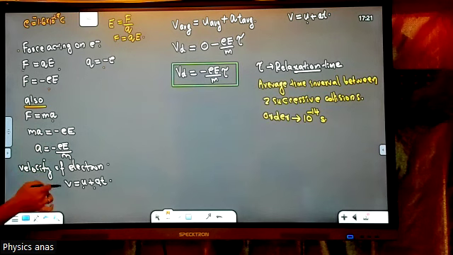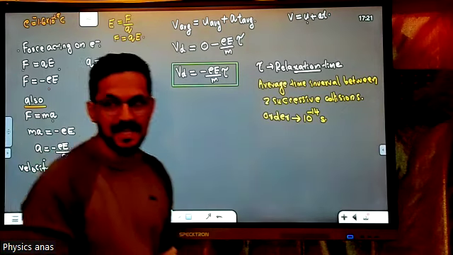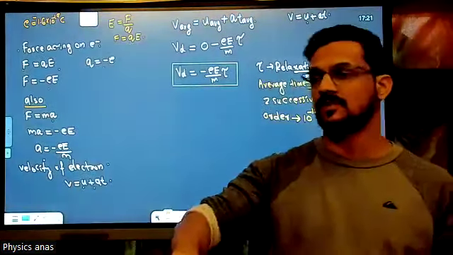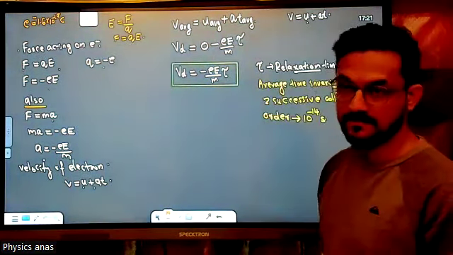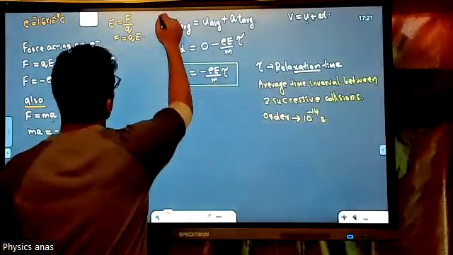And also, we have got this equation for a: a is minus eE by m. Now, velocity of electron has this equation: v is equal to u plus at. What will be the average velocity of electrons? That will be this. All right.